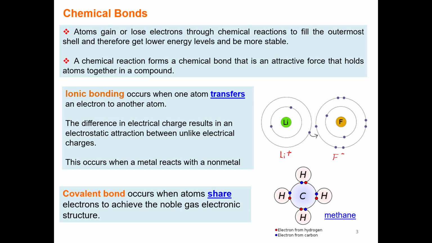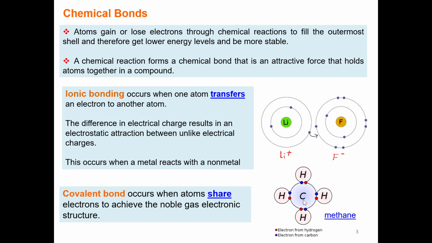And this type of ionic bonding occurs between metals and non-metals. In this case, lithium corresponds to the metal material and fluorine corresponds to the non-metal material.